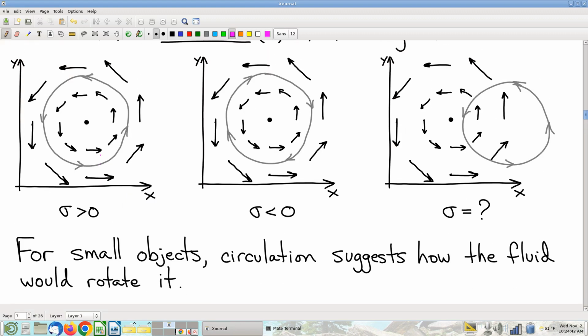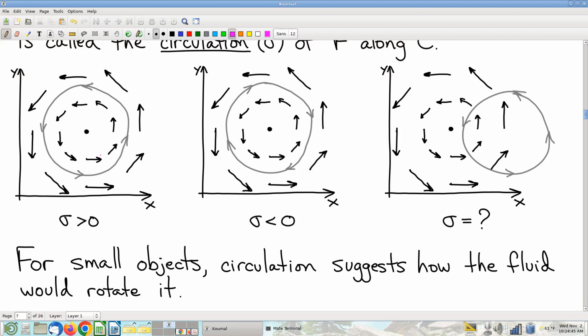Okay, so I make an assertion here about another interpretation you can make of circulation. Let's imagine that this is a tiny leaf floating on the surface of some water, hypothetically. And let's suppose that this is what the water is doing. You've got a little hurricane, a little swirling of the water. What do you think the leaf's going to do?